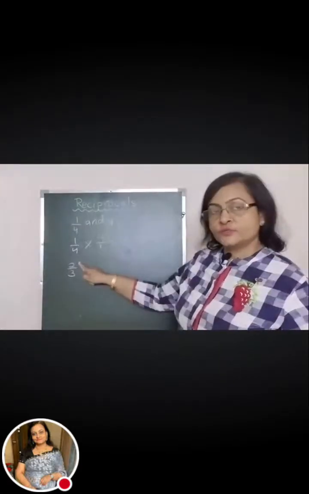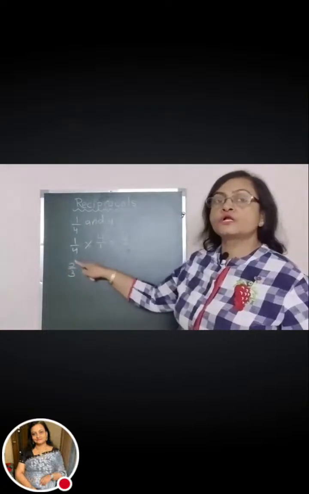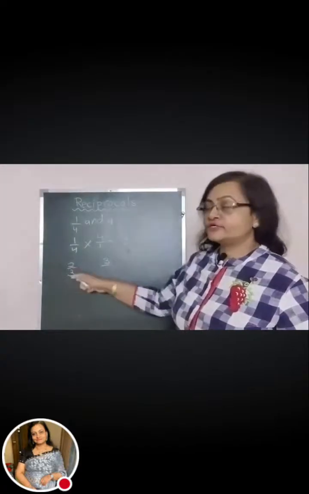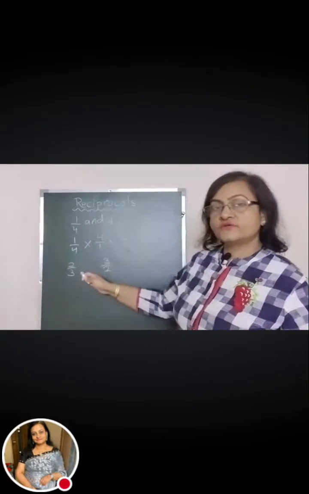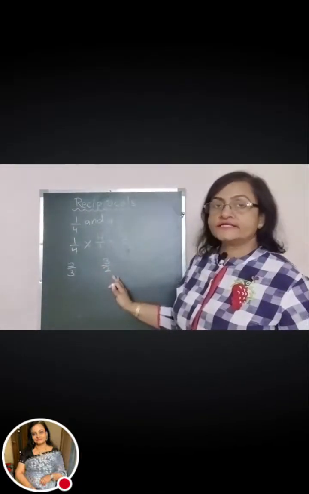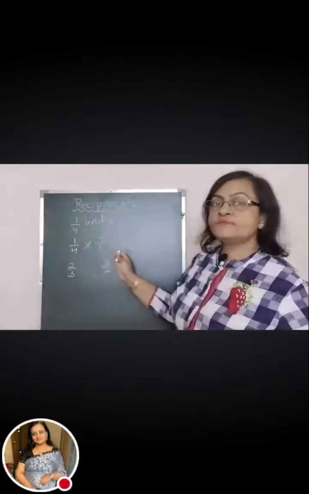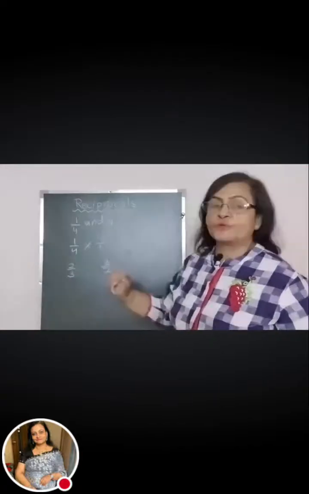Here 2 is the numerator and 3 is the denominator. Now if we want the reciprocal of 2 by 3, we will make 3 the numerator and 2 the denominator. So the reciprocal of 2 by 3 will be 3 by 2. And children, one more thing we can see here is the reciprocal of any proper fraction is an improper fraction. Or किसी भी improper fraction का reciprocal proper fraction होगा.